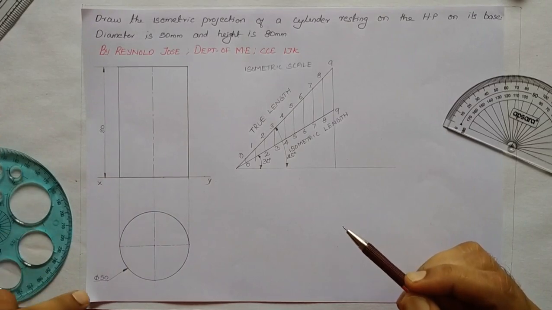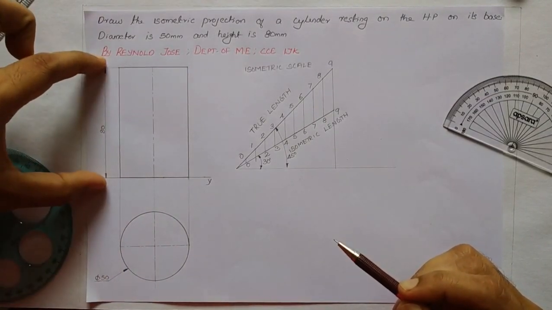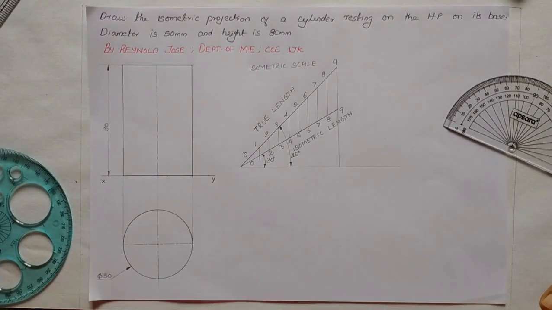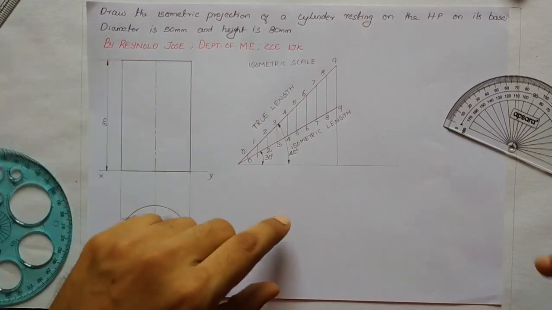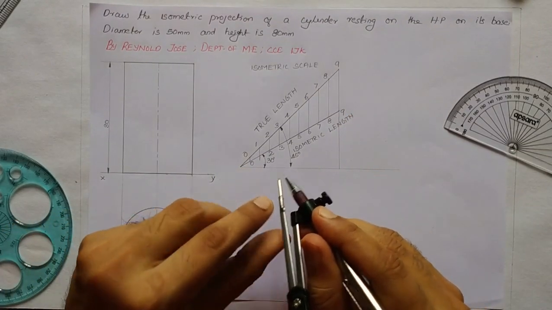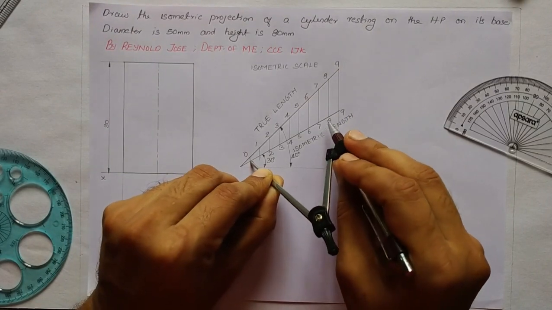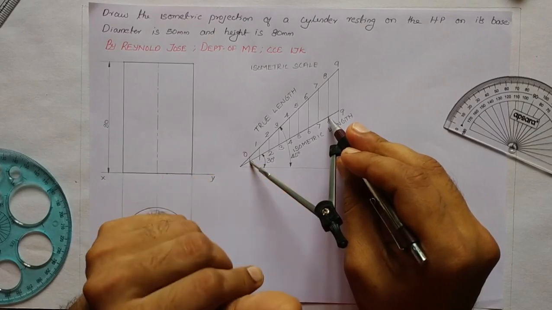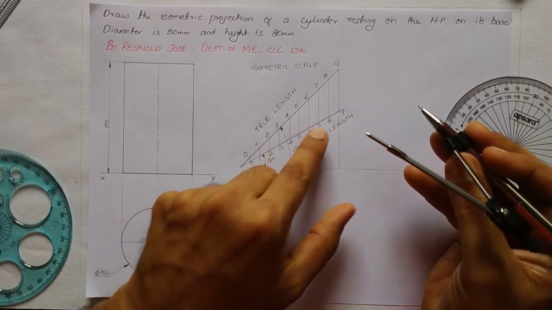So in this problem, we have 50 mm and 80 mm. If you want 80 mm isometric length, you can directly place your compass here and take it from this isometric scale. Here we are starting from 0. If you measure 0 to 8, this will be the 80 mm isometric length. If you multiply 80 into 0.82, that will be this measurement, from 0 to 8.